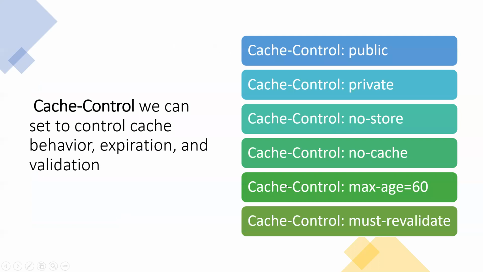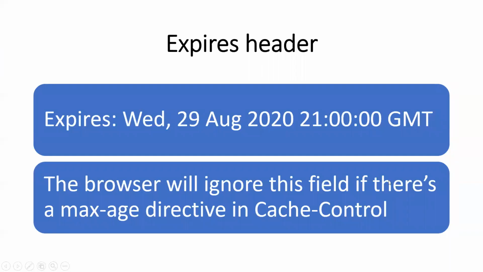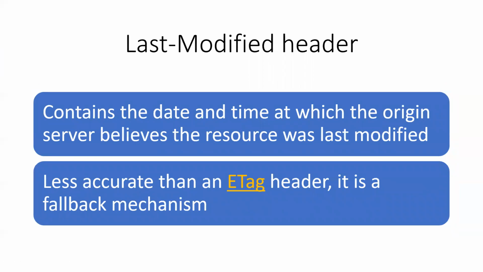The earlier we have used the fifth option, max age. If the response header consists of max age, then this expire header would be ignored. Coming to the fourth option, last modified header. It will contain the date and time when the resource was modified at the web server side. So this is less accurate when compared to the ETag.